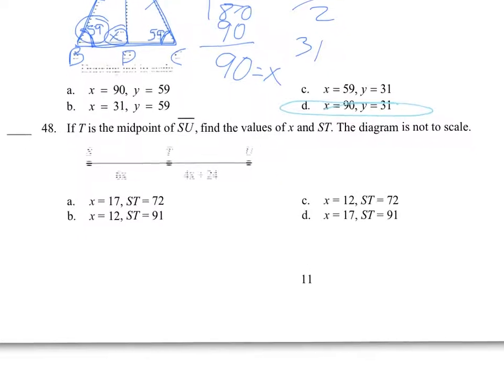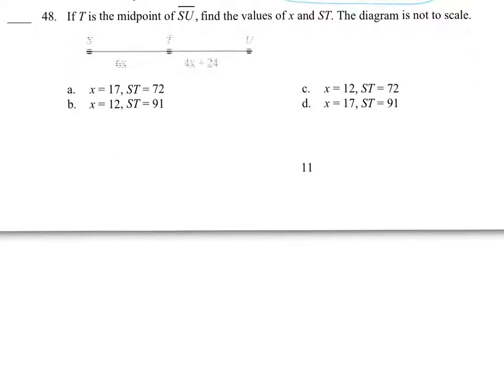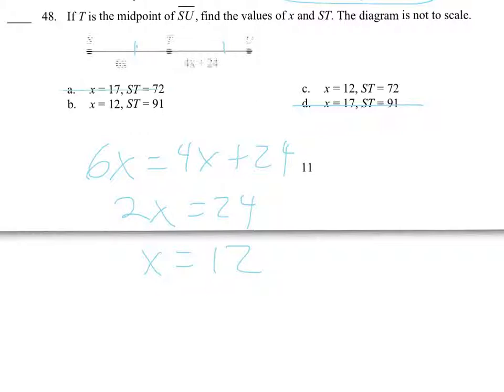Okay, 48. It says that if T is the midpoint of SU, that means these two segments are congruent. Find the values of x and ST. That means that 6x is equal to 4x plus 24. And we're just going to solve for x at first. Subtract 4x from both sides, and we get 2x equals 24, and x equals 12. So D is out, and A is out. Now it says to find ST, so we're going to plug that in. ST is 6x, so 6 times 12, which we found x to be, equals 72, which means my answer is C.